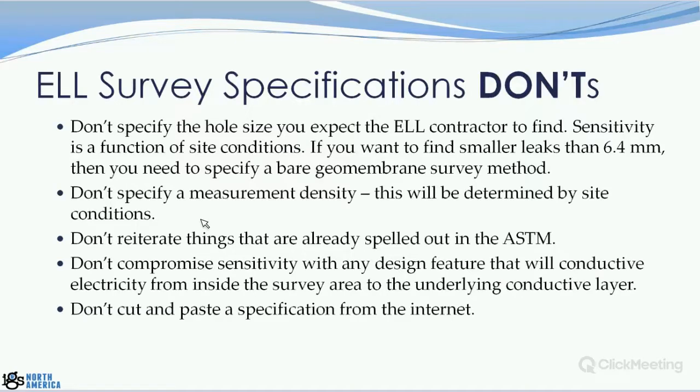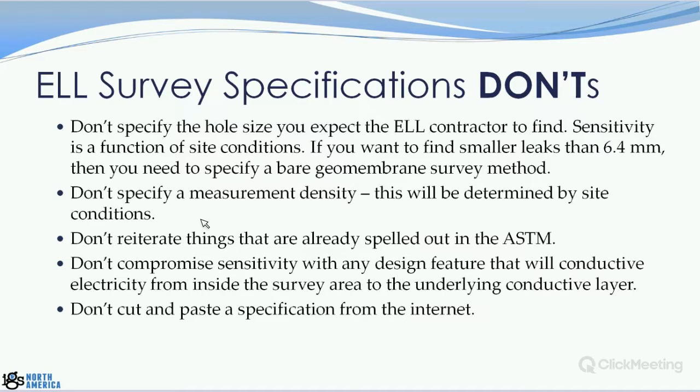Don't specify a measurement density. I've seen this before. It's very strange, but if you can detect a leak from 50 feet away, why would you do anything less than a 10-foot grid spacing? So don't reiterate things that are already spelled out in the ASTM. I've seen people try to do this and they don't cut and paste very well, and it just gets kind of butchered. It makes no sense.